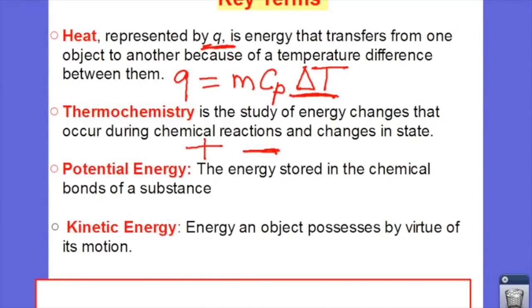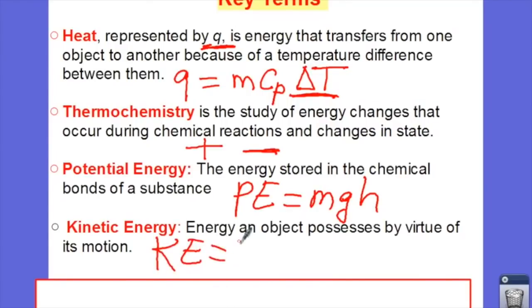Why don't we write two formulas for those? The potential energy, which we won't be using in chemistry. Okay, potential energy equals what? Mass times acceleration due to gravity times height. Kinetic energy that we may be using, kinetic energy equals 1/2 times mass times velocity squared. Okay, 1/2 mv squared.